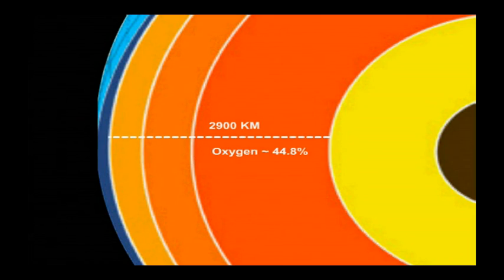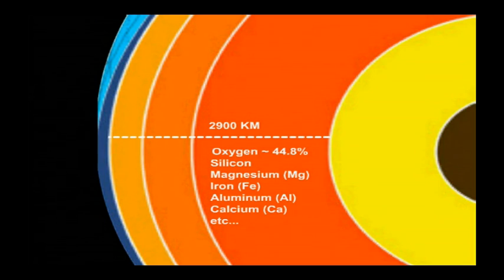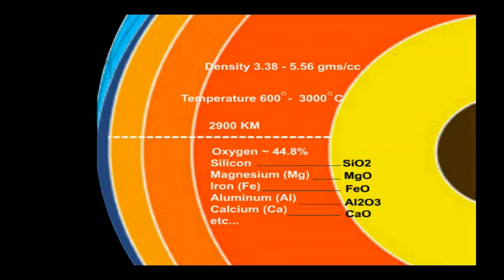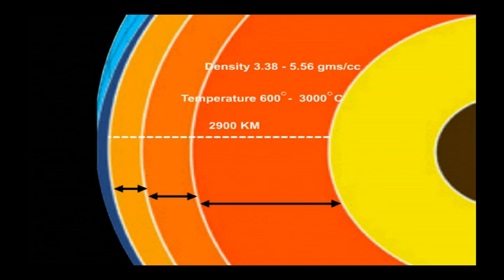The layer beneath the crust up to a depth of 2,900 kilometers is called the mantle. Oxygen is the single largest element in the constitution of the mantle, followed by silicon, magnesium, iron, aluminum, calcium, etc. These elements cohabit the mantle in their oxidized form. Temperatures in the mantle vary between 600 degrees centigrade to 3000 degrees centigrade, while its density varies between 3.38 to 5.56 grams per cubic centimeter. These variations are believed to be in proportion with the depth of the mantle. The mantle is further divided into upper mantle, transition zone, and lower mantle.